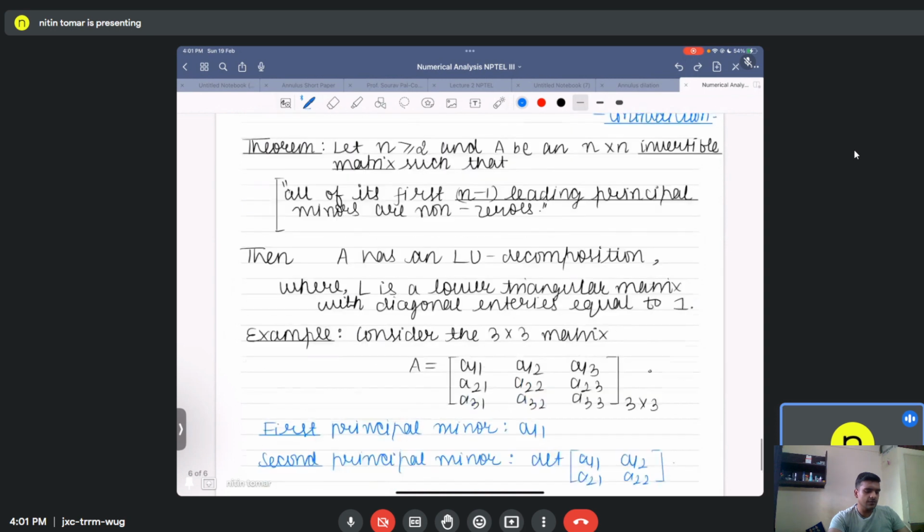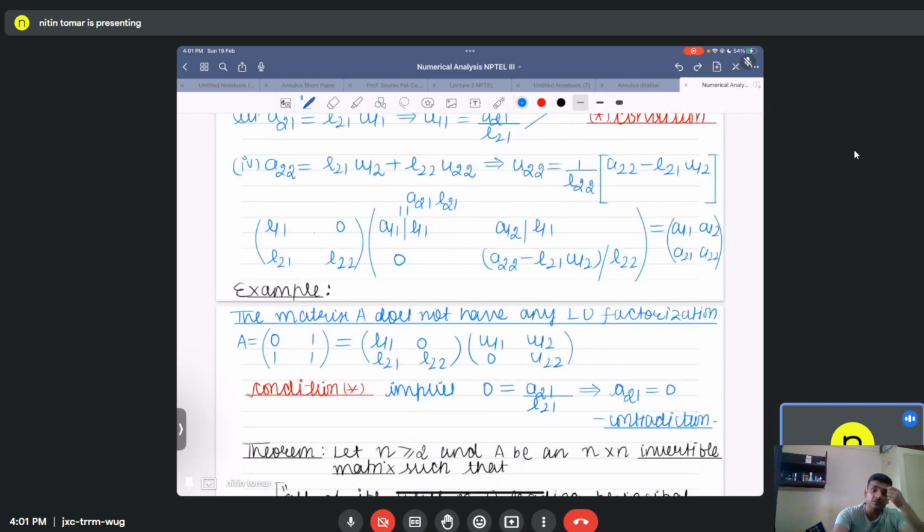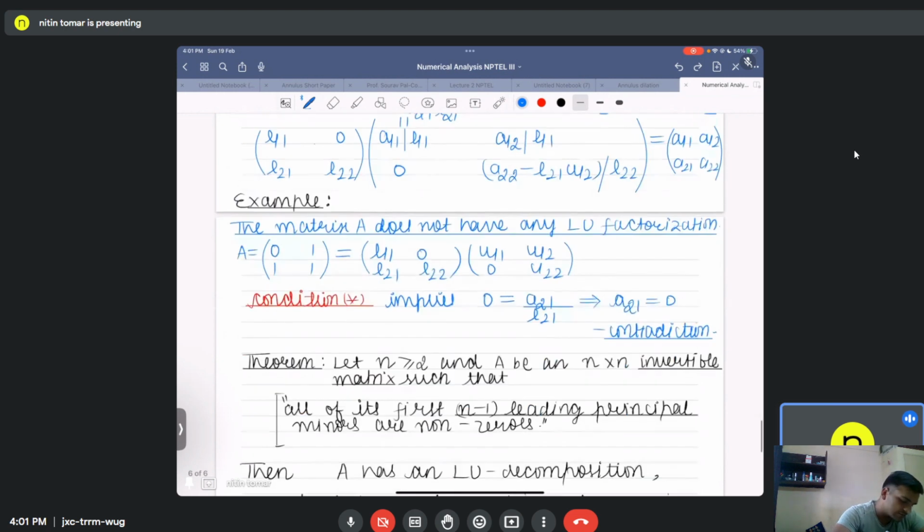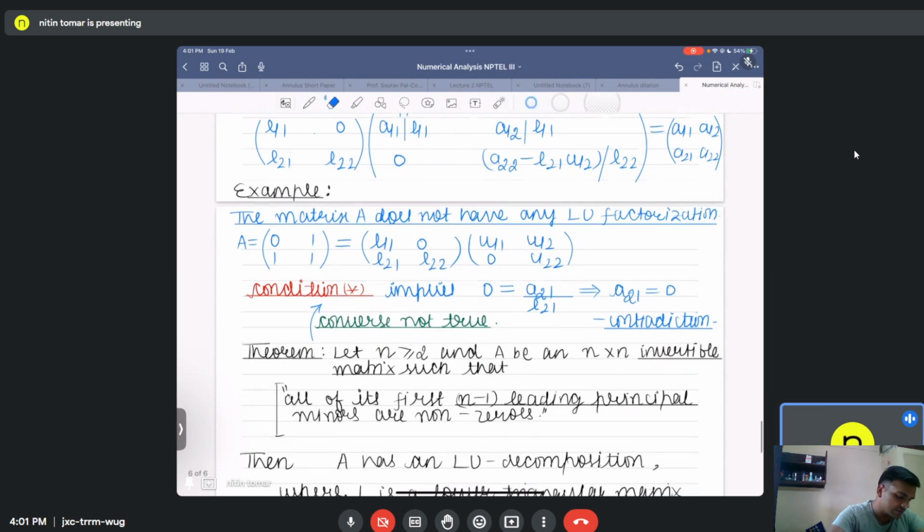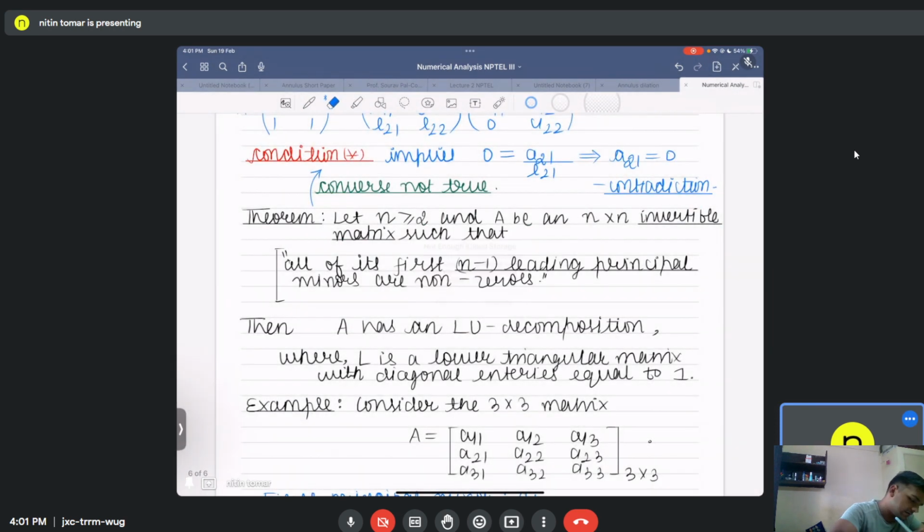So in this example you see the first principal minor was not non-zero, correct? So this example also says that the converse of this theorem is not true. Okay, if you have any doubt then please ask, and this is called Doolittle factorization.